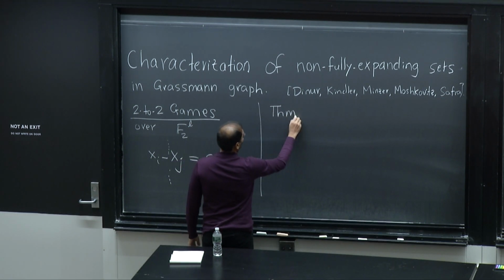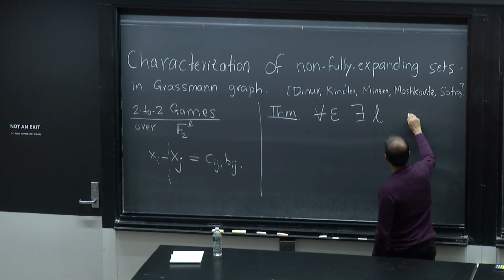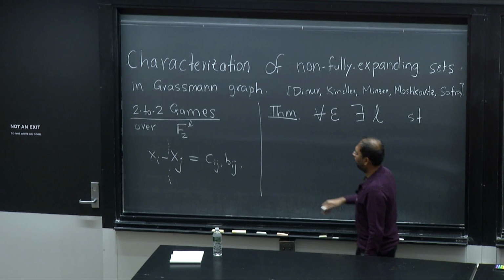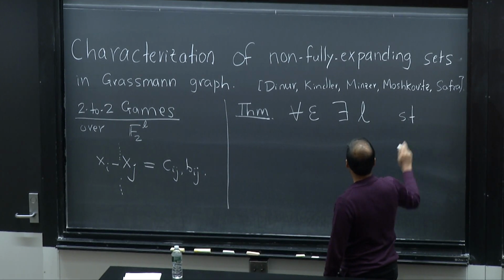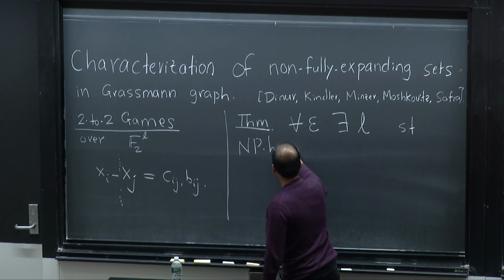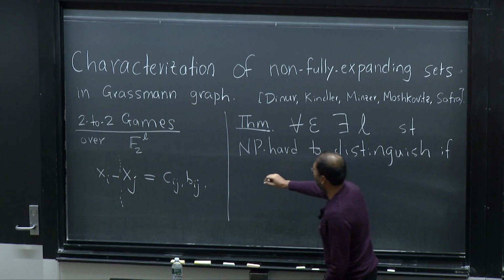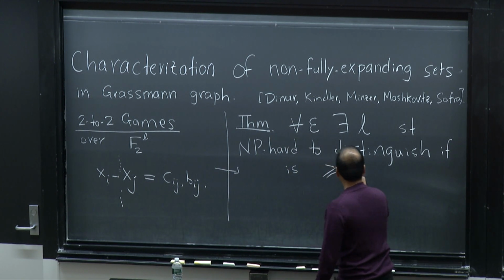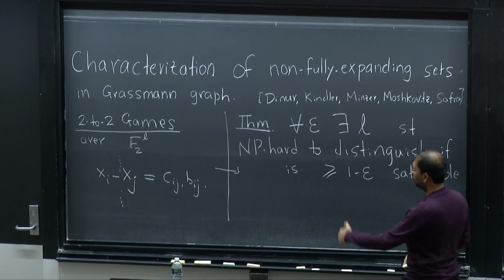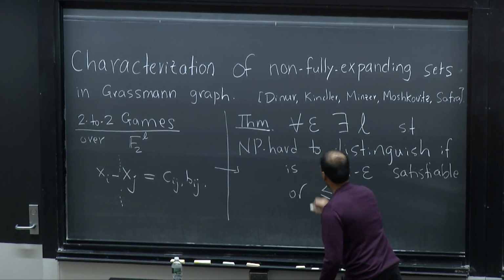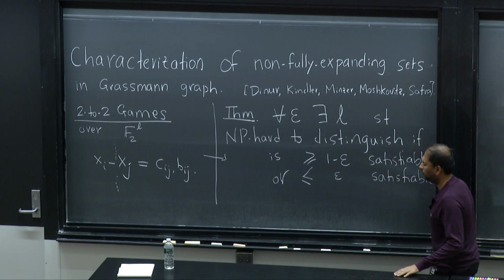And the theorem is the following: for every small constant epsilon, there is a large enough integer L such that it's NP hard to distinguish whether such a system is almost satisfiable or not satisfiable at all. Specifically, for every epsilon, there is L such that it's NP hard to distinguish if such an instance is at least 1 minus epsilon satisfiable, meaning there is an assignment which satisfies 1 minus epsilon fraction of the constraints, or is at most epsilon satisfiable, meaning any assignment can satisfy at most epsilon fraction of the constraints.